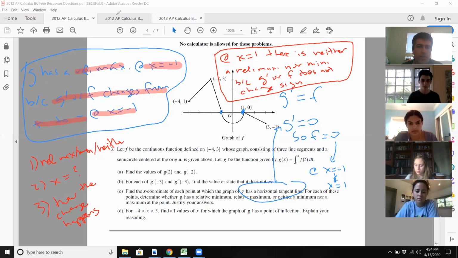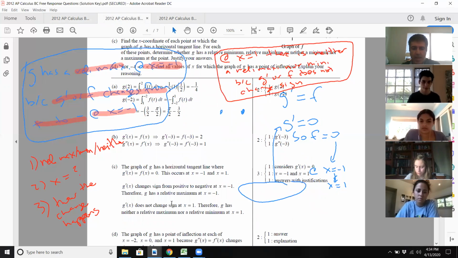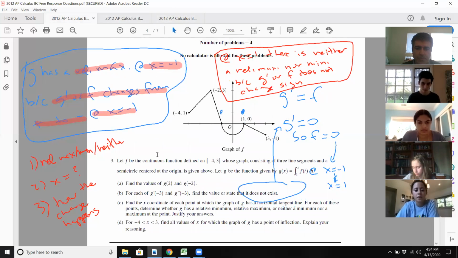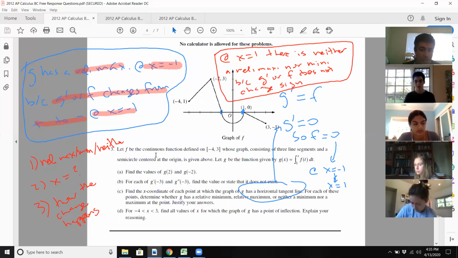So if we look at how they express this in the answer key, you can see it's neither. What you're doing again, I think, is that you're looking at the tangent lines of F. You have to actually think of it as G prime, which we don't know how G prime looks. So we make that connection. G prime is F. And so how does F change sign? The Y value of F, not the slope. The Y value is negative right before 1 and negative after 1. So there's no change whatsoever.